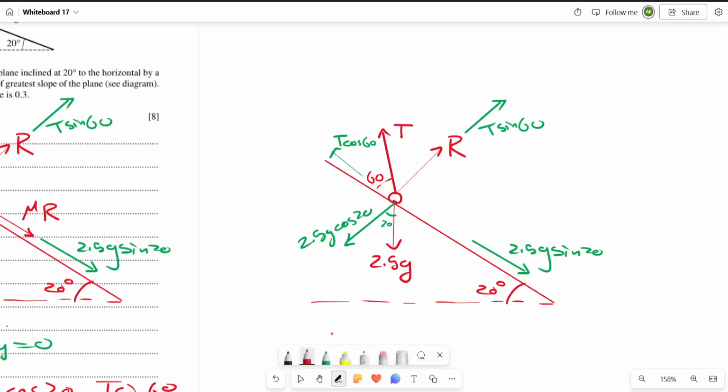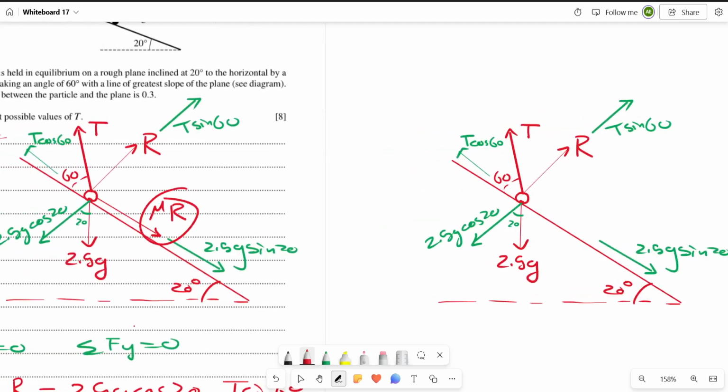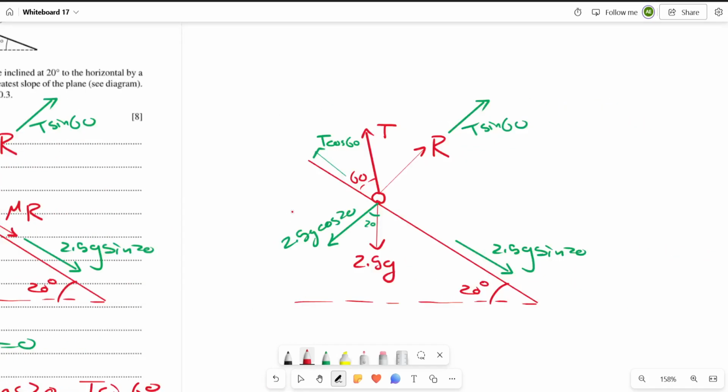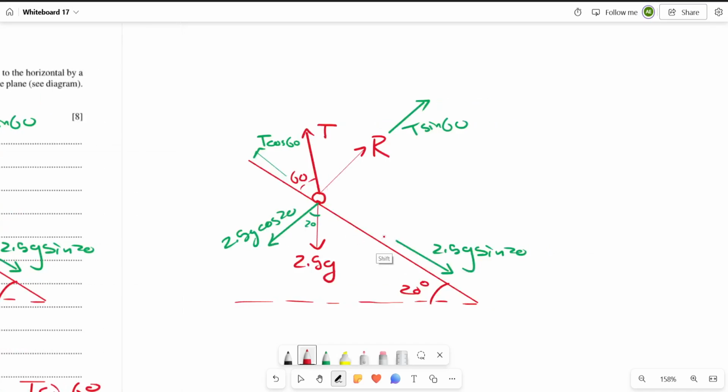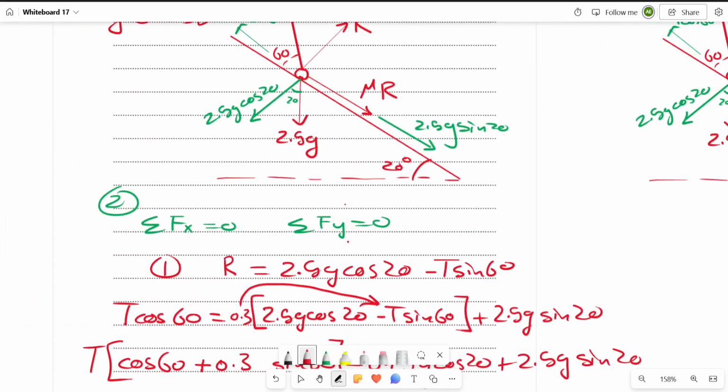However, friction, if this is the least value of t, it means that t is barely holding this object, and the object is tending to slide down. So instead of friction pointing downwards like last time, friction is going to tend to be upwards this time. So mu r is upwards. So sigma fy, we're going to have the same exact equation.